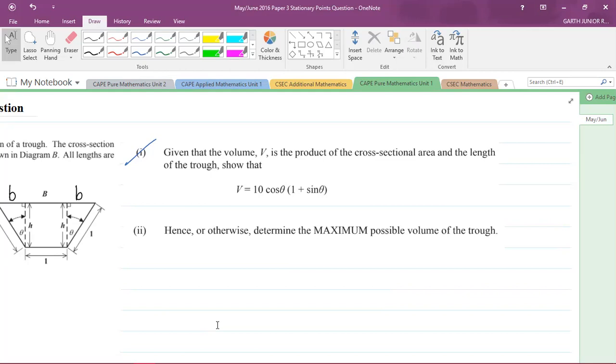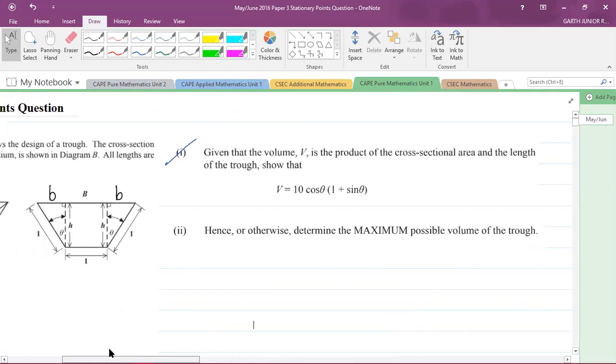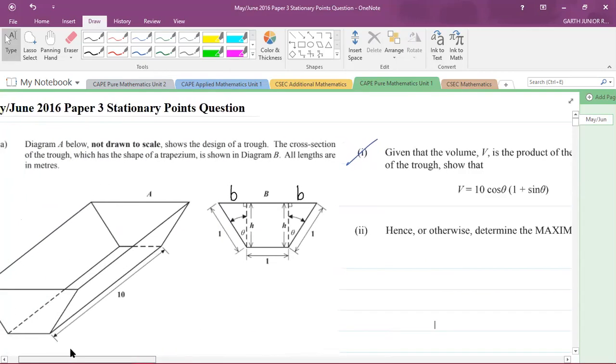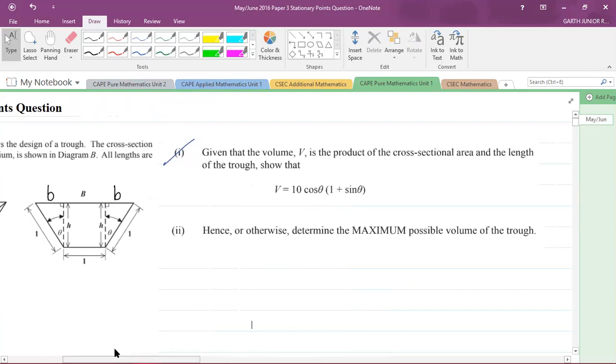So part 2 of the question says, hence or otherwise determine the maximum possible volume of the throw. Now, how do we do that? Well, you'd have to remember your knowledge from stationary points, right? You have to use your knowledge from stationary points here, okay? So what do you know about stationary points? We know that at stationary points, dV by d theta, the first derivative of V with respect to theta, is equal to 0, correct?